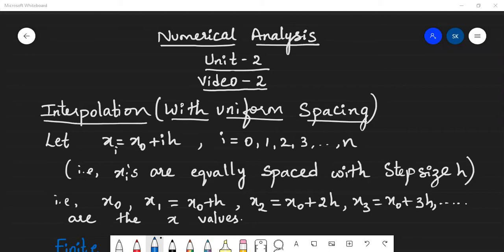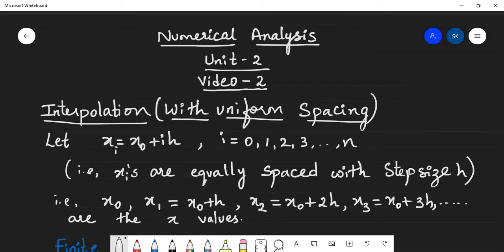Today we'll get to know about differences. In the first class and first video I showed you what interpolation is, right? Interpolation with uniform spacing. What we are doing is uniform spacing, so we'll have the x and y values. The step value, the difference, I'm taking as h.